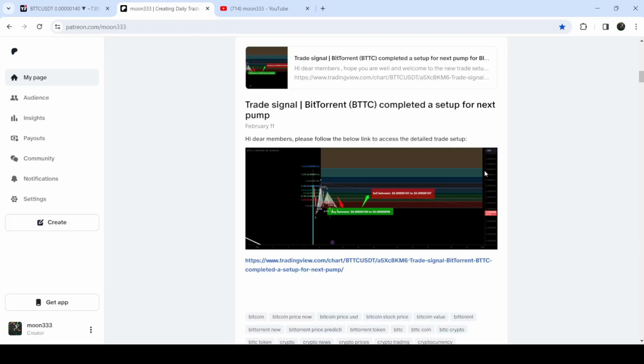And I would also like to show you my most recent trade signal for BitTorrent that I shared a few days ago, on the 11th of Feb 2024, with my members. And so far, this move has produced almost a 57% pump.